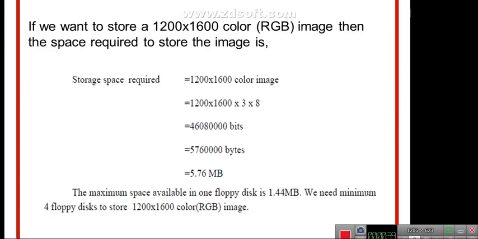For example, if we want to store a 1200 cross 1600 color image, then the space required to store the image is 1200 cross 1600. The color image is represented by 3 primary colors, so it is multiplied by 3. Each pixel is represented by 8 bits, so multiplied by 8. So the total storage space required for storing a 1200 cross 1600 color image is 5.76 megabytes.